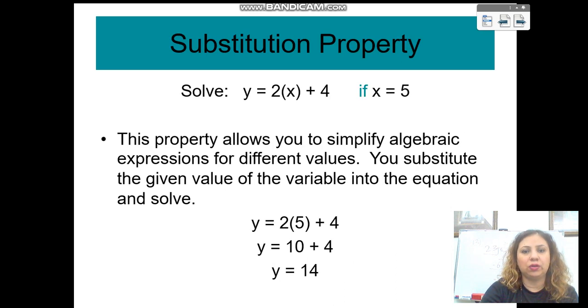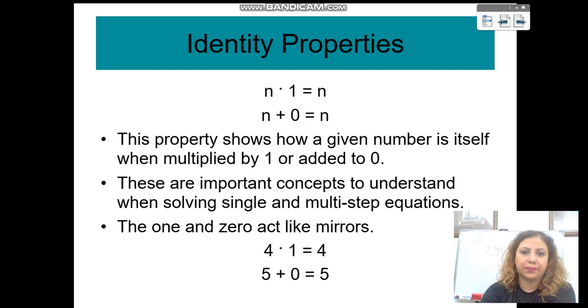Substitution property: solve 2x plus 4 if x equals 5. Of course, you have to substitute or replace the x with the 5 to get the answer. So the property allows you to simplify algebraic expressions for different values. You substitute the given value of the variable into the equation and solve. So you have to replace the x with the 5, and you do the math to get the final answer.